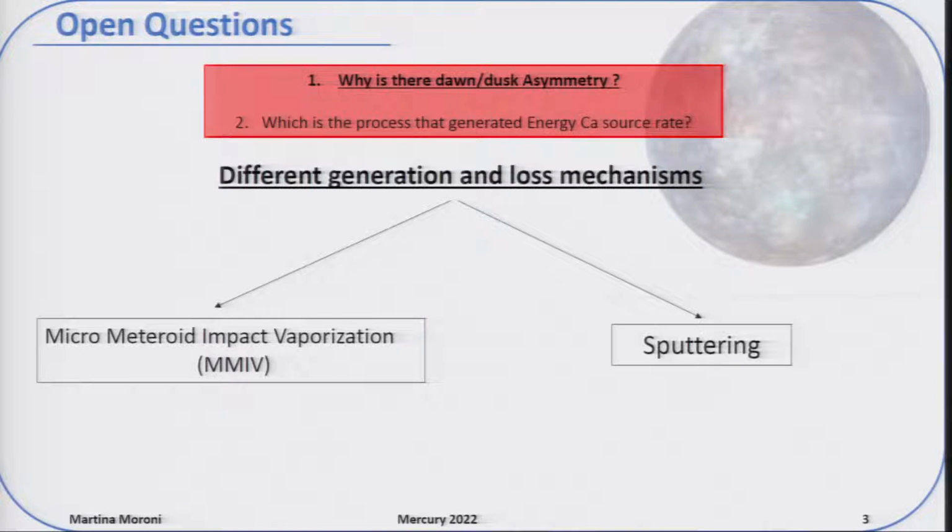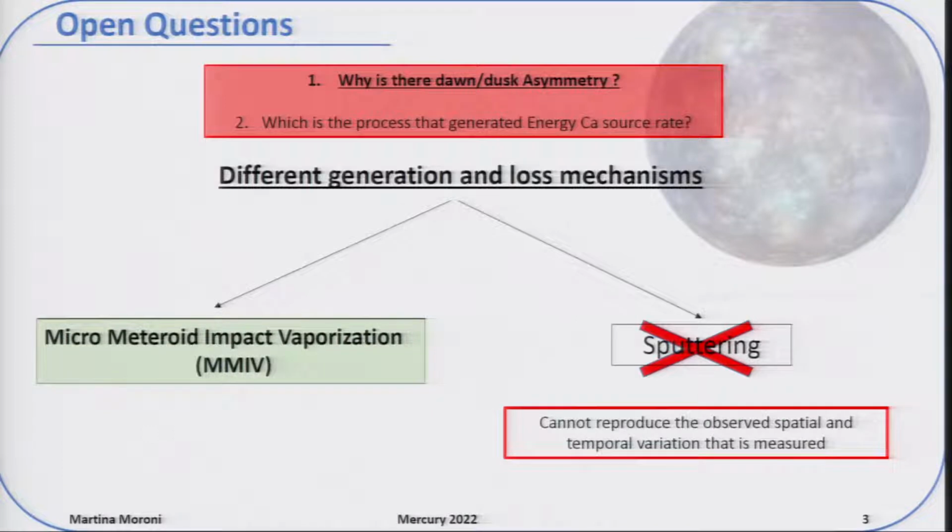Now, if we talk about sputtering, it could explain the high energy calcium that we see in the exosphere, but this process is not able to explain the dawn-dusk asymmetry of the exosphere, because the energetic particles are not confined only to the dayside, as is seen in the observation. So for this reason, we don't consider sputtering, and we concentrate only on the first process, micrometeorite impact vaporization.